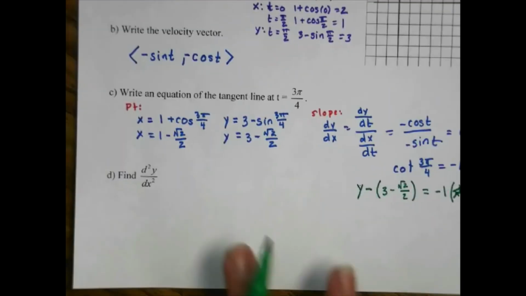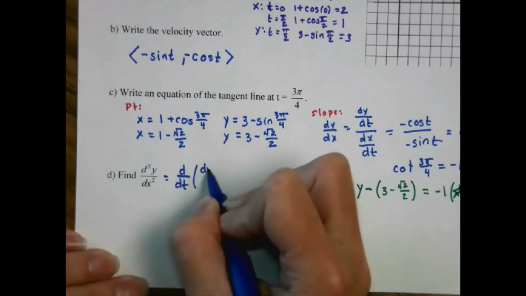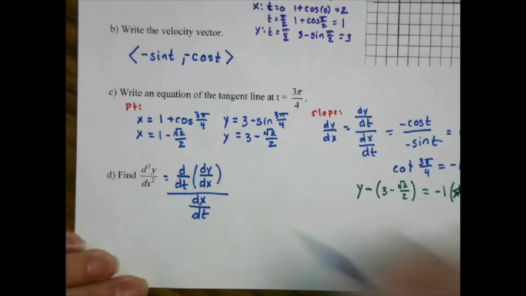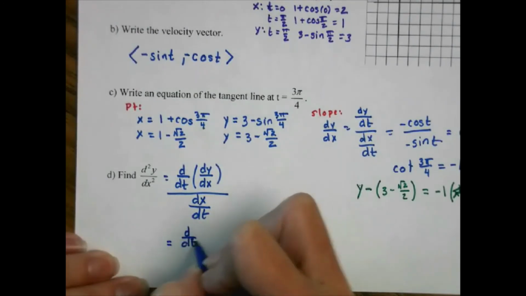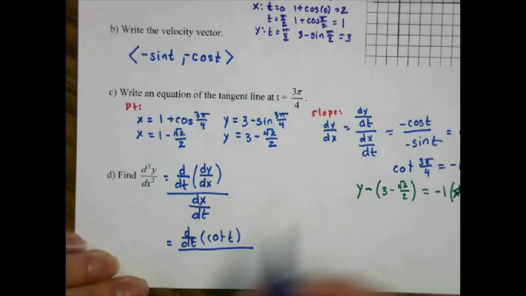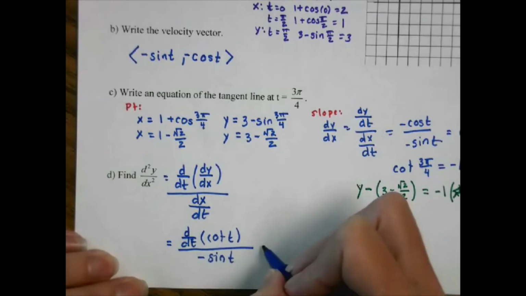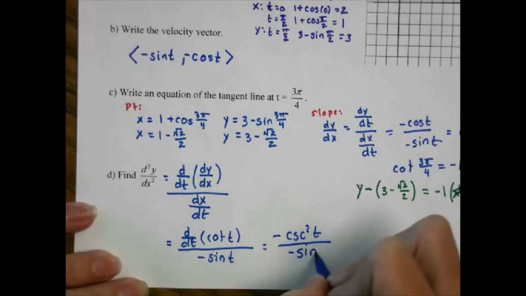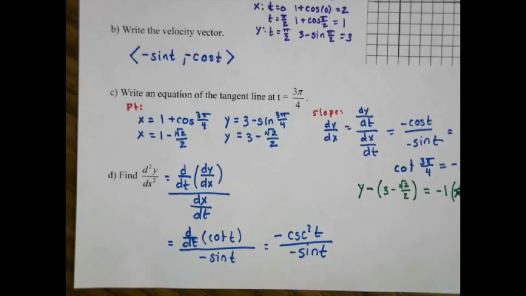Last thing we're going to do here is the second derivative. So this again is d dt of dy dx over dx dt. So this is going to be d dt of our first derivative, which was cotangent, over dx dt, which is still negative sine. So the derivative of cotangent is a negative cosecant squared over a negative sine squared, which you can again simplify if you want to, or just leave it like that.